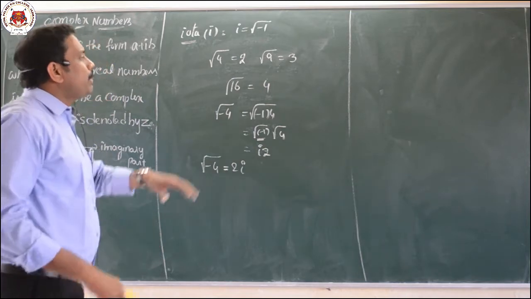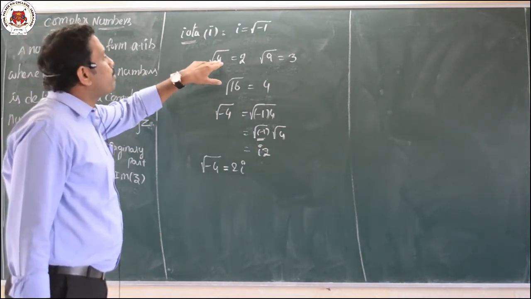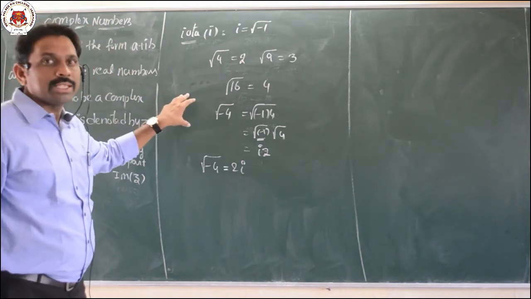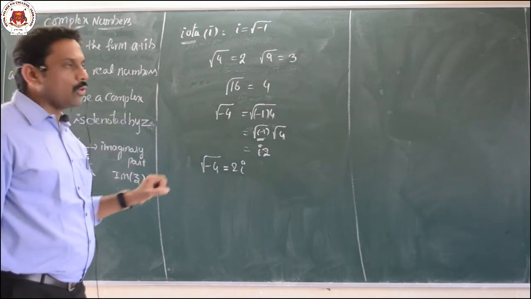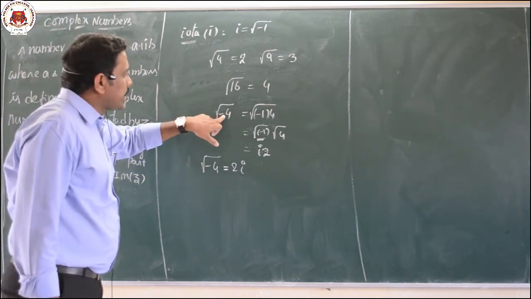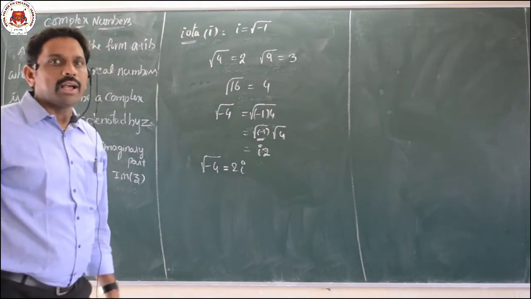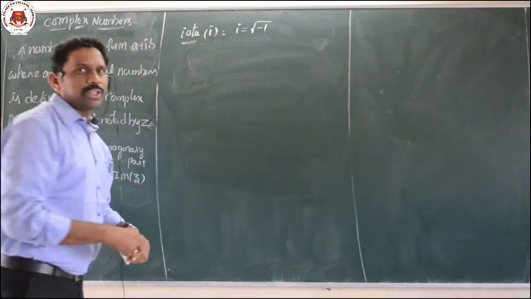So up to 10th standard, we know how to find the square root only for a positive number. But here, using these complex numbers, we can find the square root for a negative number also. So for finding the square root of a negative number, we will use this, which is called the iota. Now we will take one more small example.